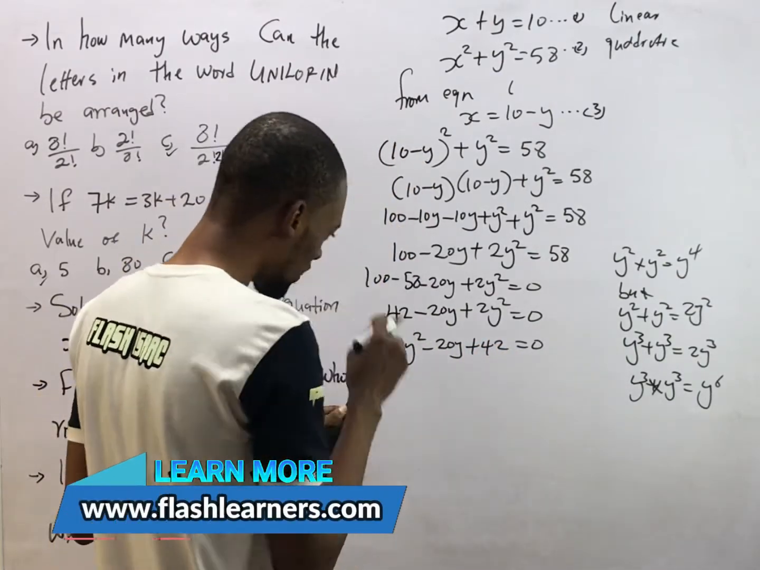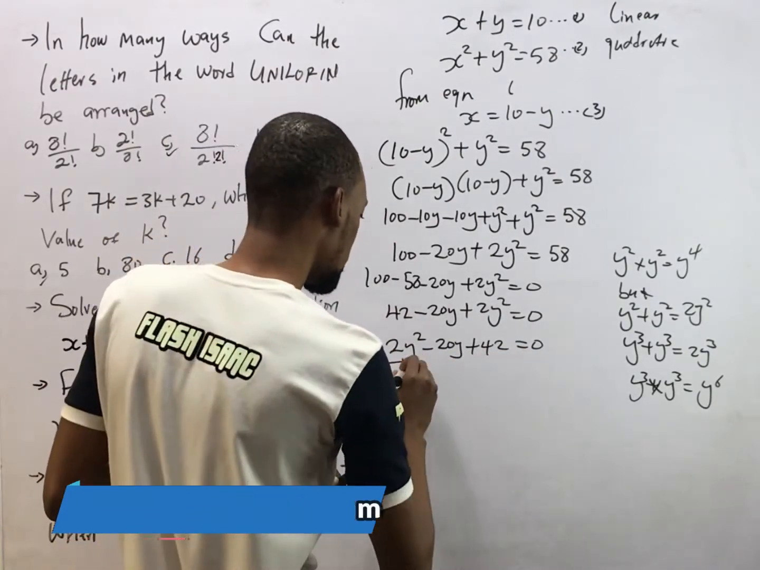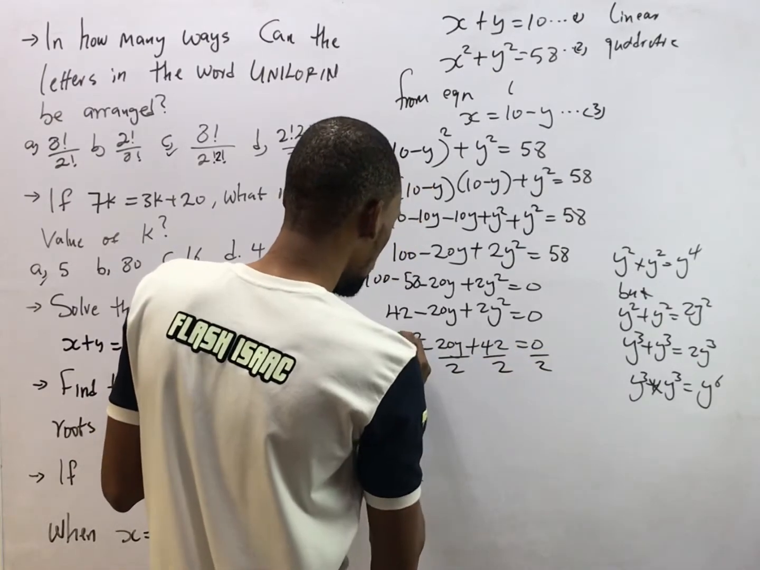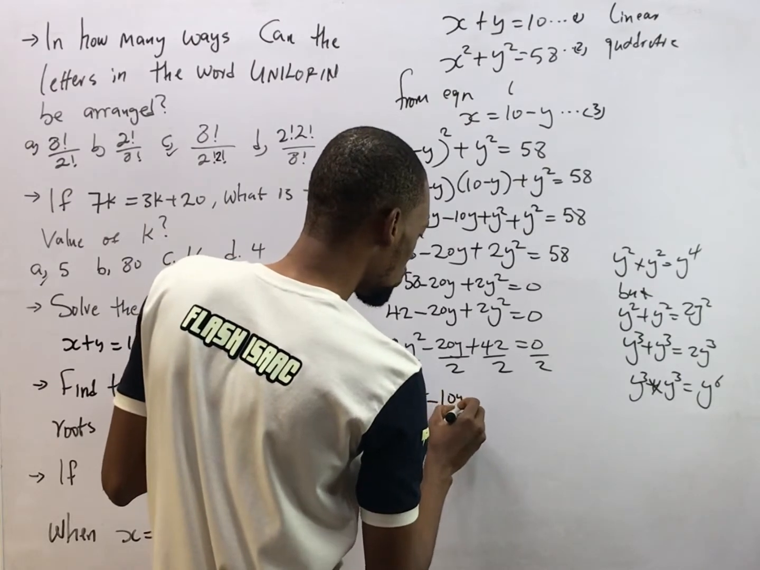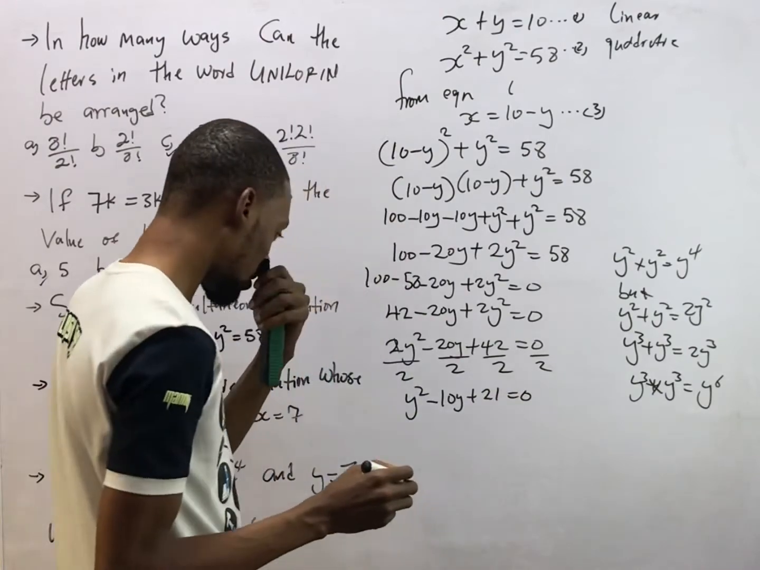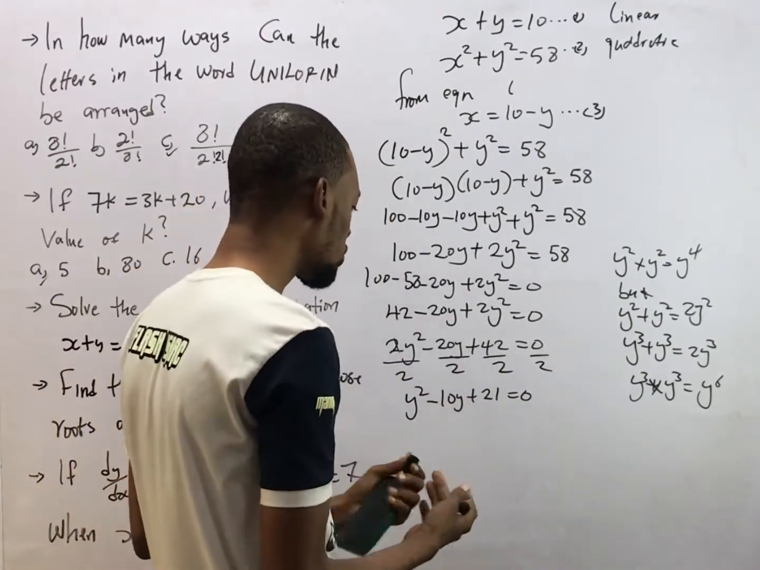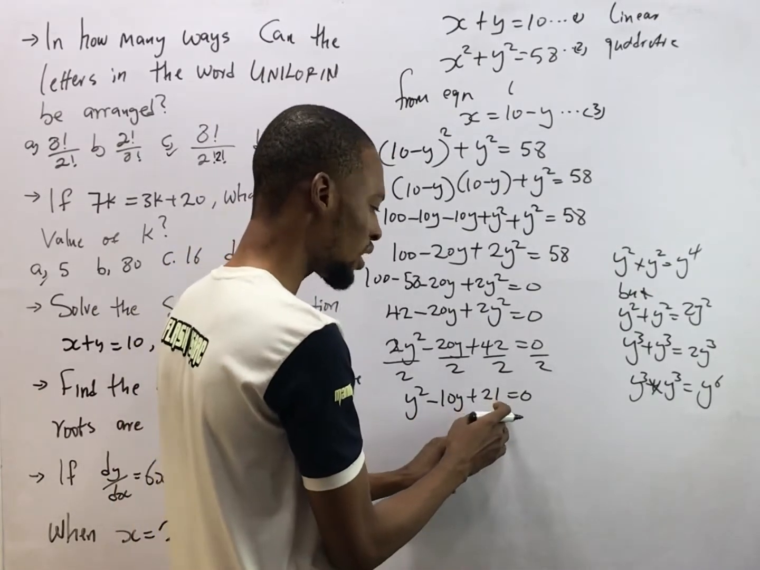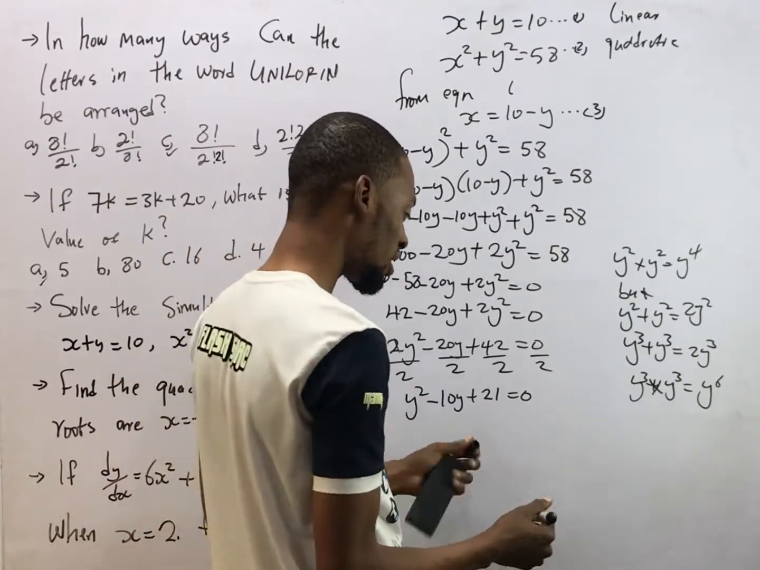Now, take a look at it. We can divide everything by 2. If we divide here by 2, here by 2, here by 2, and here by 2, this cancels. This gives us y squared minus 10y plus 21 is equal to 0. And following the normal standard of solving quadratic equations, we look for two numbers that when we multiply, we get 21, and when we add, we get minus 10.